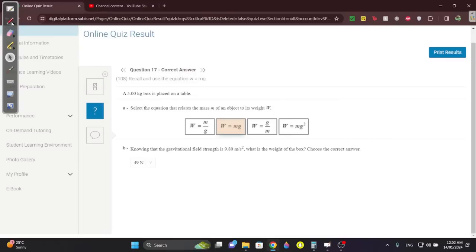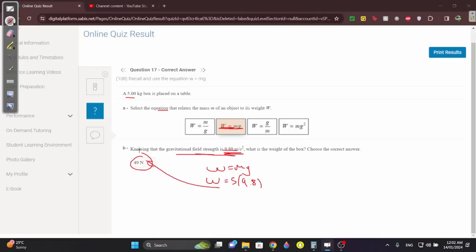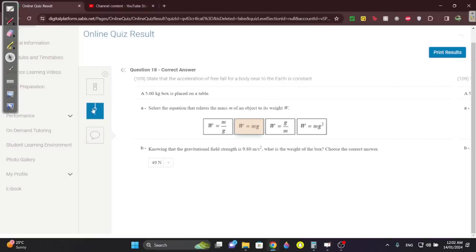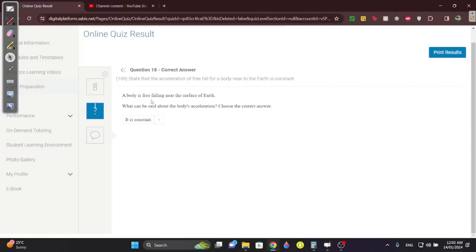Okay, question 17. A 5 kilogram box is placed on a table. Select the equation. Okay, the weight W equals mg. Knowing that g is 9.8, what is the weight? W equals mg. They gave you the mass 5 and g is 9.8, so you're going to get 49. Yeah, this question's easy.